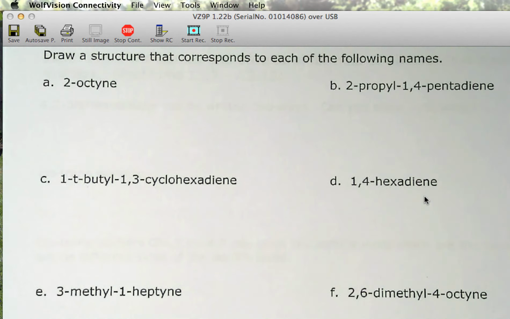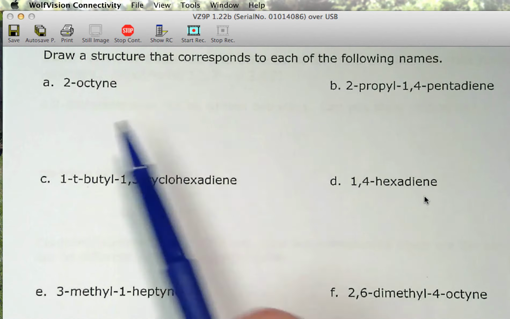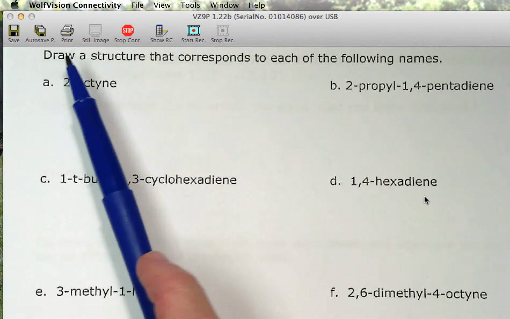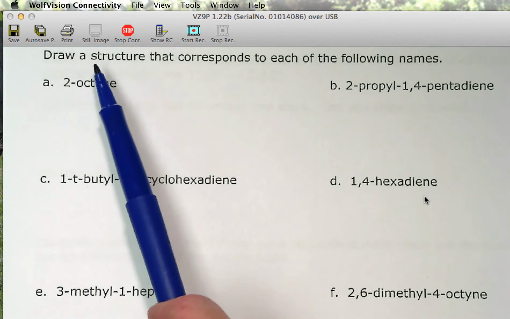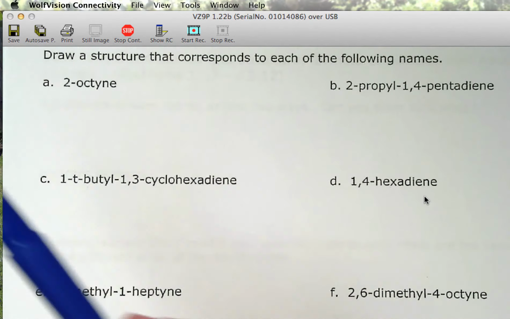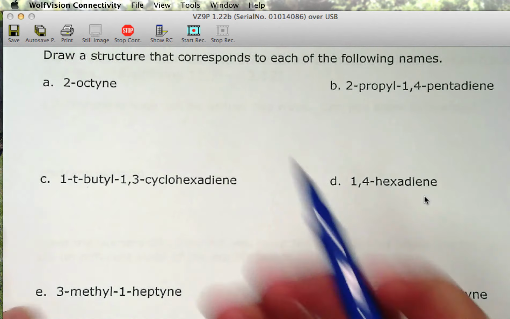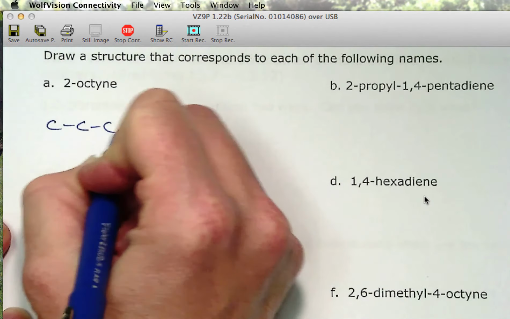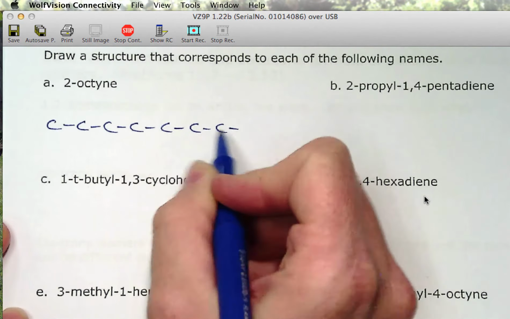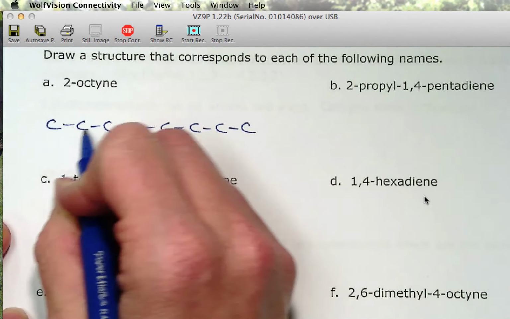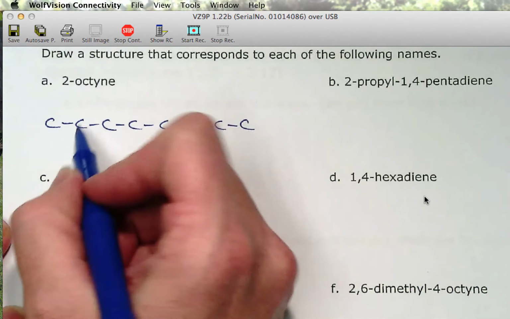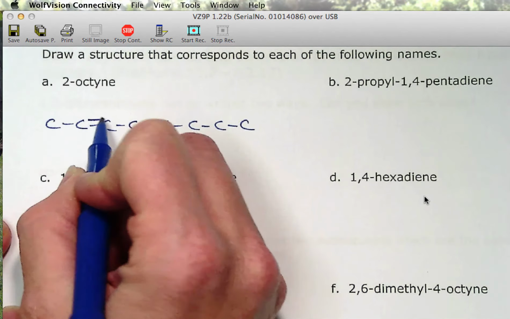Notice in these instructions that I don't tell you to draw a condensed structural formula or a complete structural formula. I just say structure. So you can always just do the skeletal. Those are the quickest way to draw structures. Remember, the skeletal don't have any hydrogens. It's just carbons, naked. So 2-octyne, you could just draw 2, 4, 6, 8, 8 carbons, and between the second and third carbon, there's a triple bond.